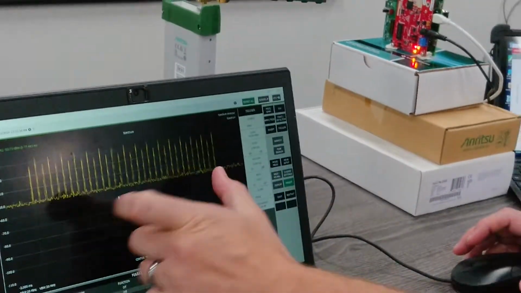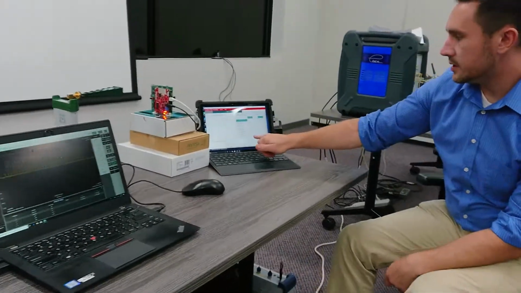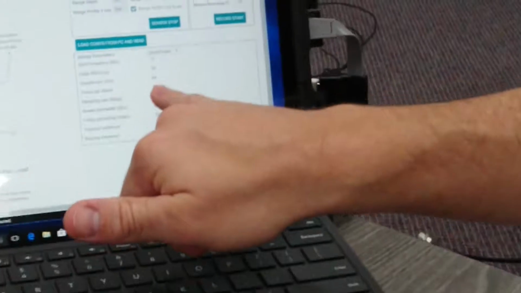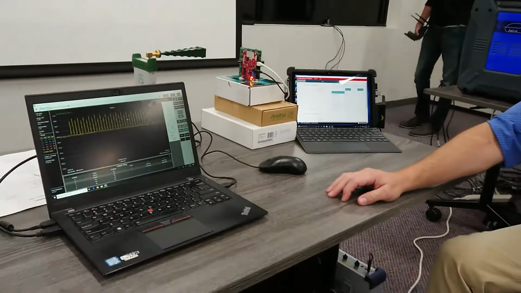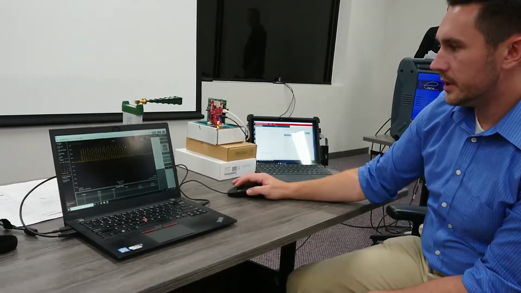So I can count and see that there would be 32 peaks in there, which matches here. This says that I have 32 chirps per frame. Okay, so that 32 chirps per frame matches the 32 chirps we see in zero span. So I can count those and measure the distance and time between them.